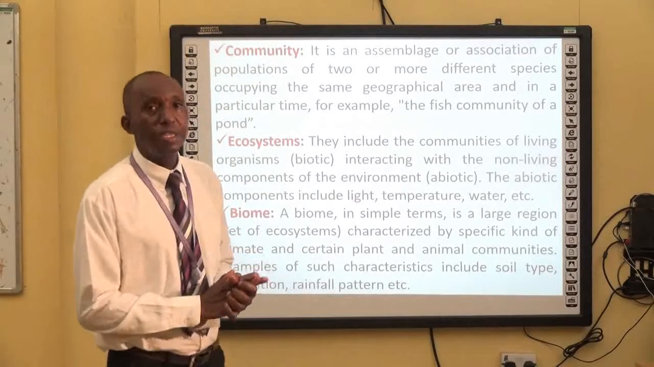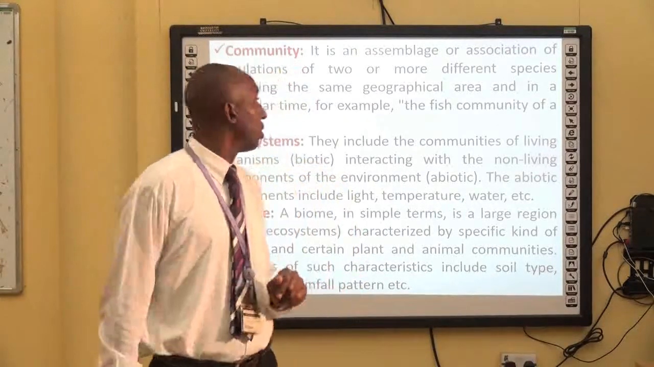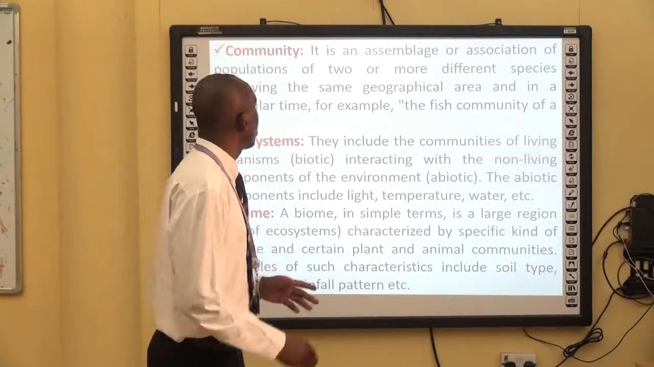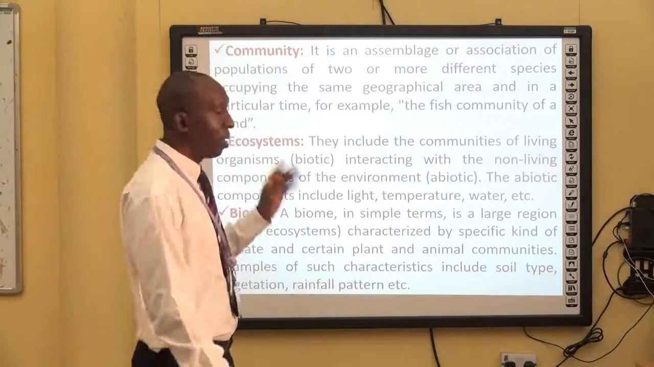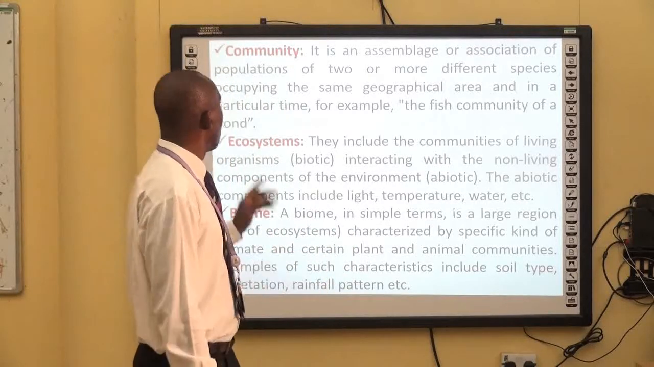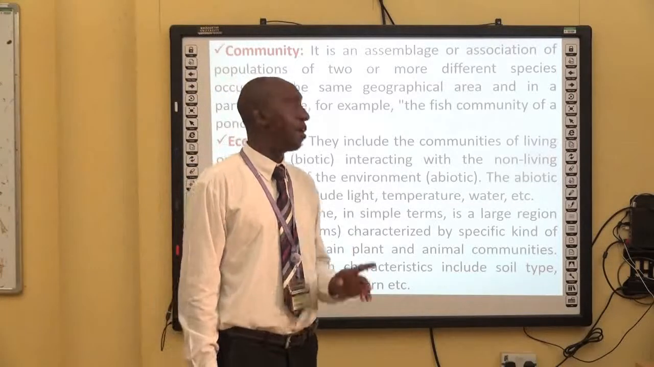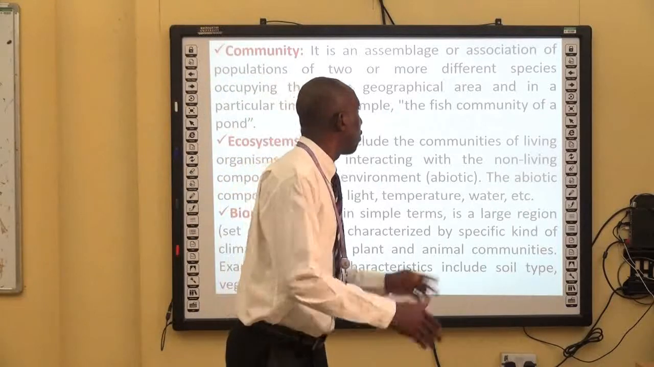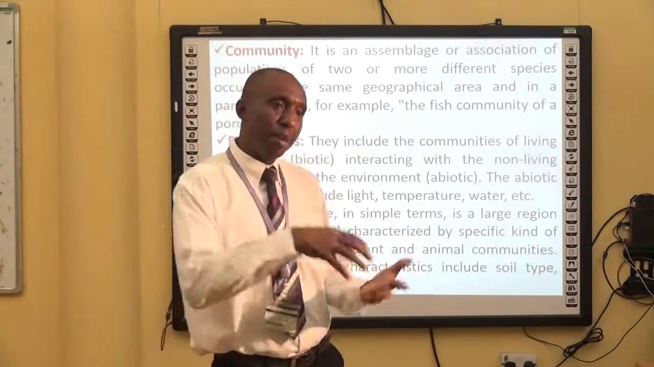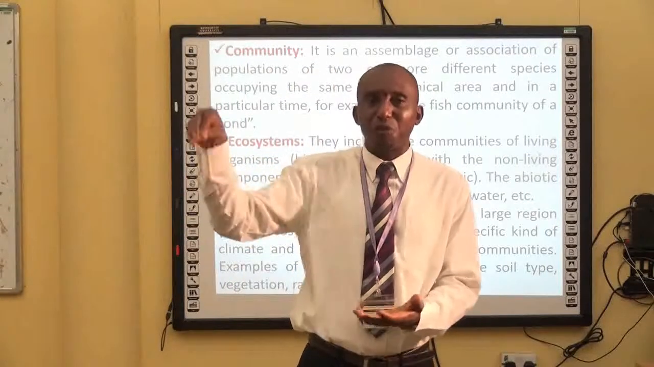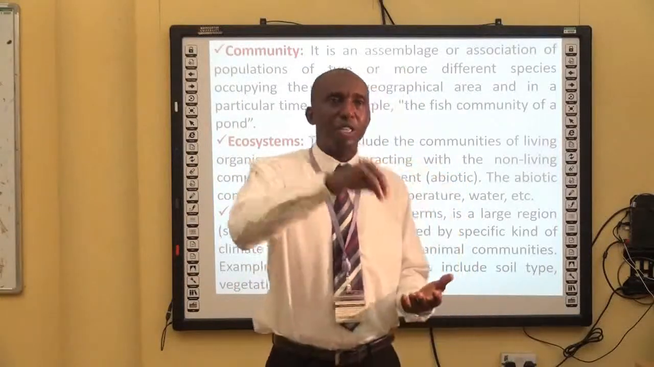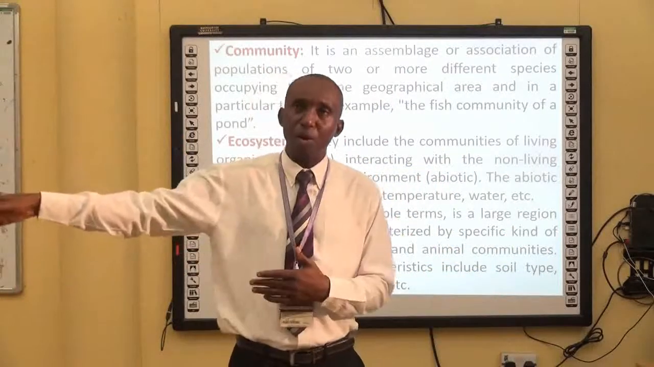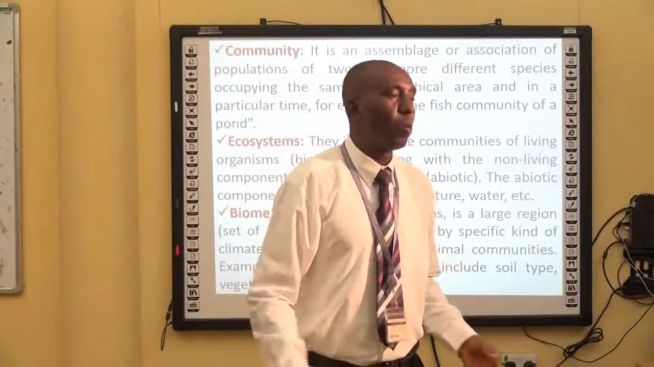The other level is the level of community. Community is an assemblage, association of populations of two or more different species occupying the same geographical area over a period of time. For example, the community of fish in MTU. You know, in MTU, for example, we have a pond. We have different kinds of fishes in that pond. You have different species of fish. So when you gather all the different species of fishes in our local pond there, they form the fish community of them.